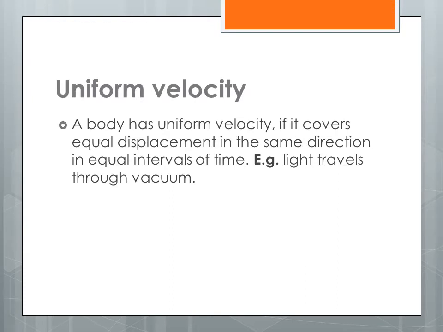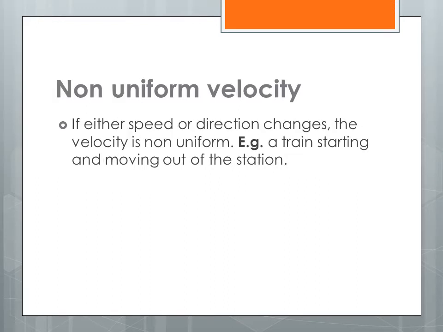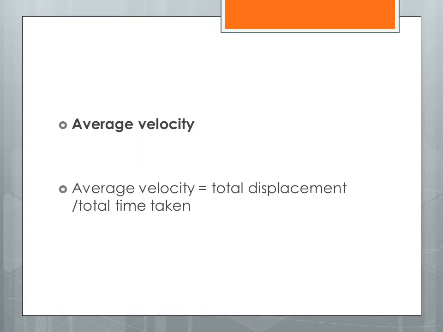Uniform velocity. A body has uniform velocity if it covers equal displacement in the same direction in equal intervals of time. Example, light travels through vacuum. Non-uniform velocity. If either speed or direction changes, the velocity is non-uniform. Example, a train starting and moving out of the station. Average velocity. Average velocity equals total displacement divided by total time taken.